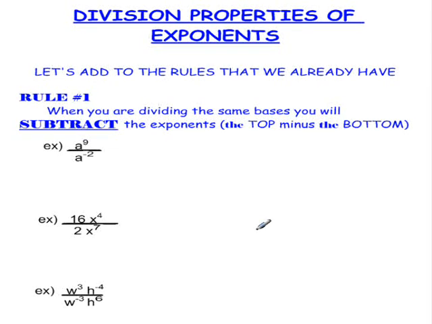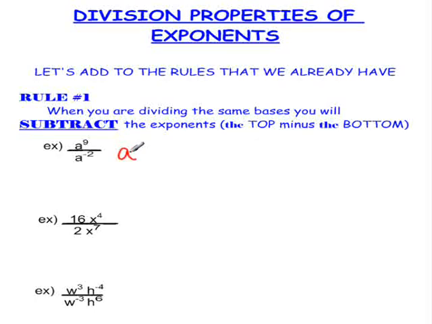Now, you can't subtract the exponents just any old way, whatever you like. You need to go the top exponent minus the bottom exponent. So top minus the bottom. Let's look at this first example. We have a to the 9th power divided by a to the negative 2 power. So we have division here illustrated by this fraction bar, and our two powers are 9 and negative 2. So we are going to subtract the top minus the bottom.